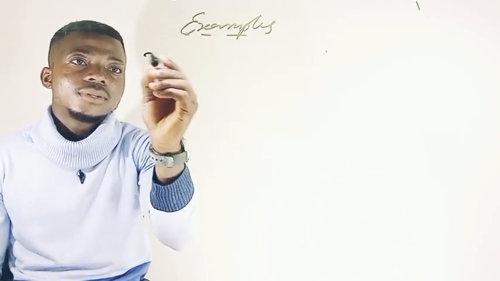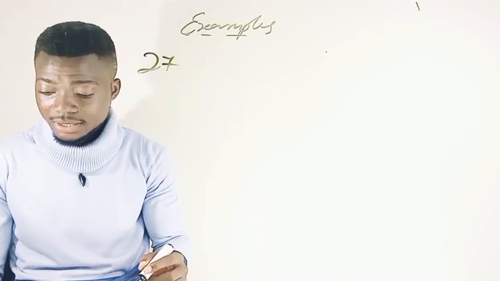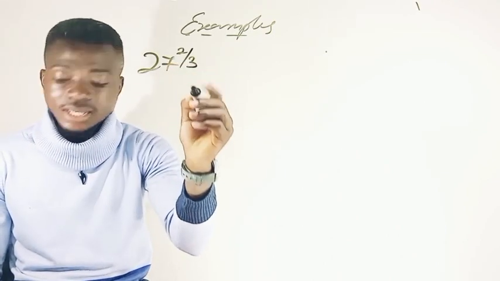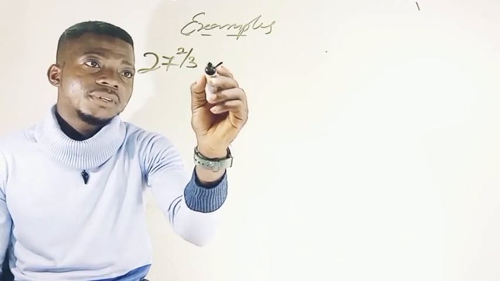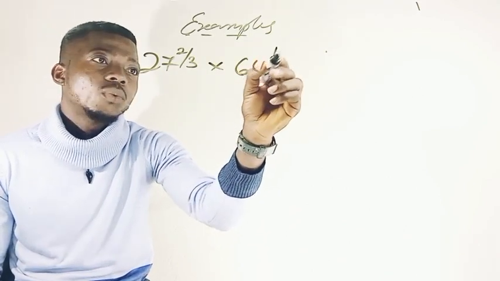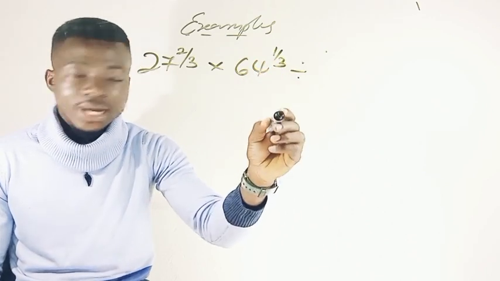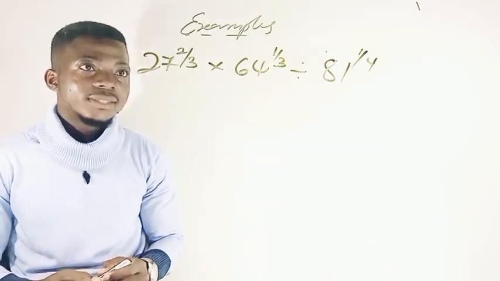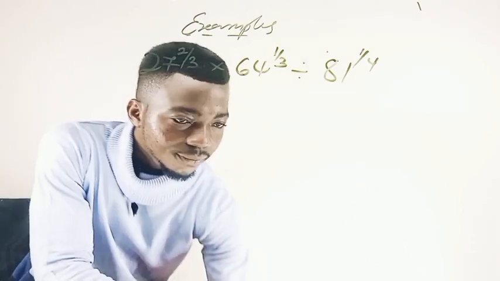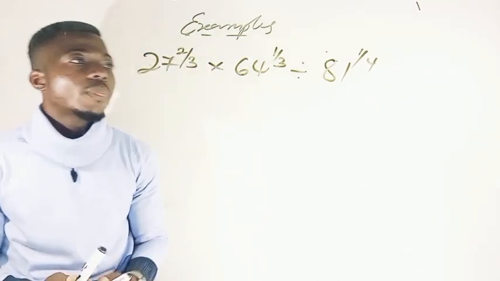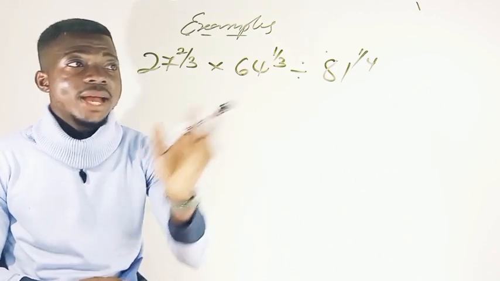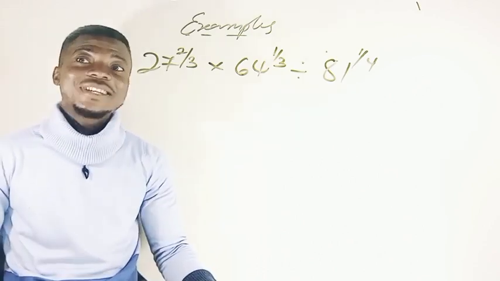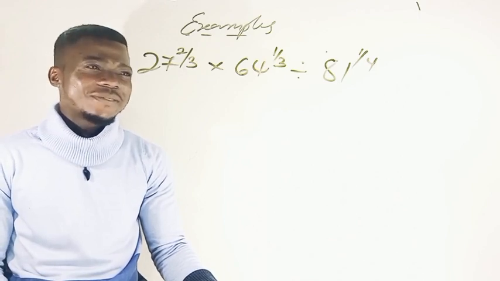Okay, so now this is 27 exponent 2 over 3 times 64 exponent 1 over 3 divided by 81 exponent 1 over 4. It looks quite long, huh? But it's not difficult. We have to simplify this. If you say come on, it's difficult, no, this is not difficult.